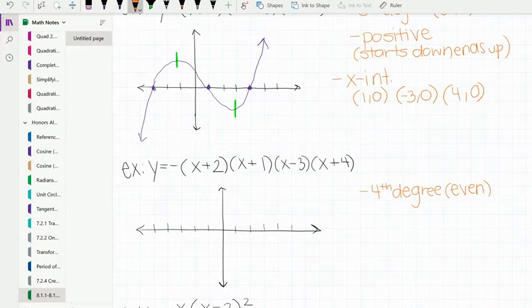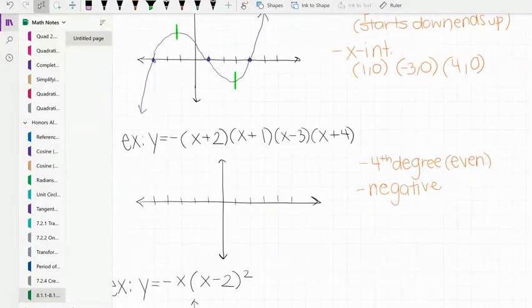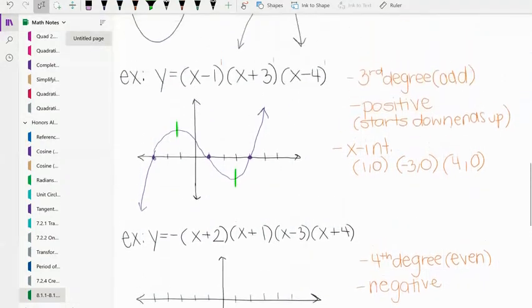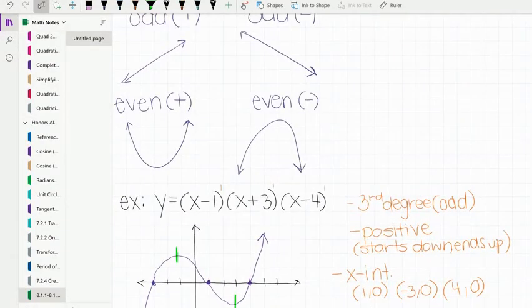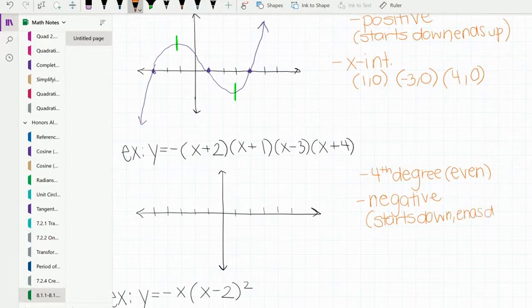All right, the next thing is it positive or negative? Well, this one is negative because it has a negative sign in front. Okay, the last one, if we look at, didn't have any sign, so it's positive. So because it's even negative, I'm going to look back up here. Even negative starts down and ends down. So I'm going to go ahead and put that. So starts down, ends down.